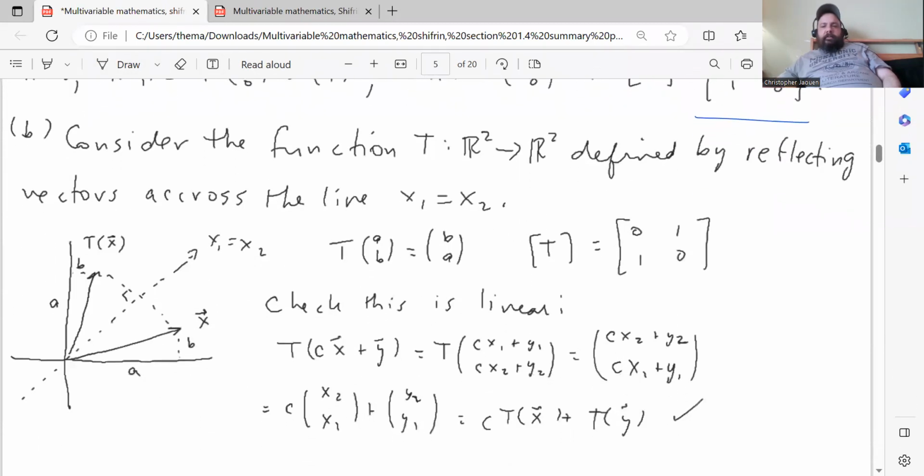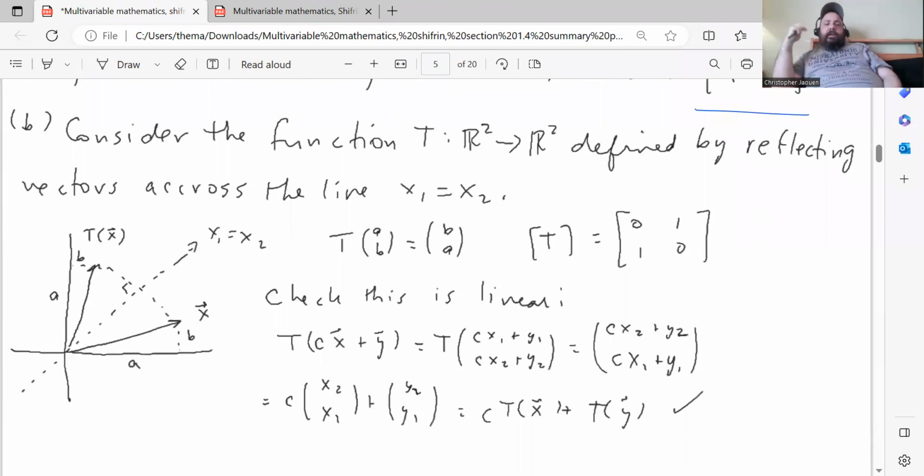Right, another relatively easy geometric example here. Consider the function T from R2 to R2 defined by reflecting vectors across the line x1 equals x2. That's the line that makes a 45-degree angle with the horizontal axis and the vertical axis. And again, just by the geometry, you can see that the rule for T evaluated at the two-tuple A, B gives you B, A. So you just switch the x1 and the x2 components, right? Sort of like when you invert functions, you swap x's and y's, which is equivalent to reflecting through the line y equals x.